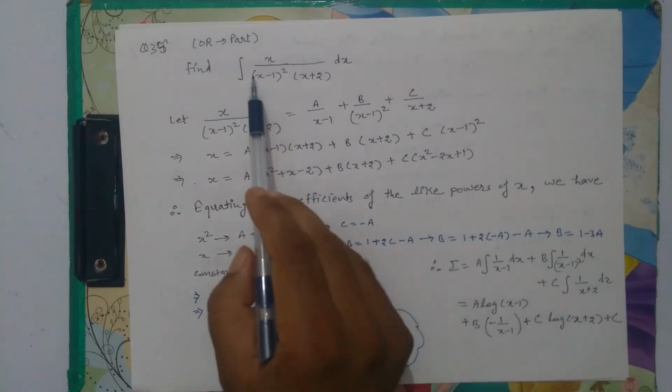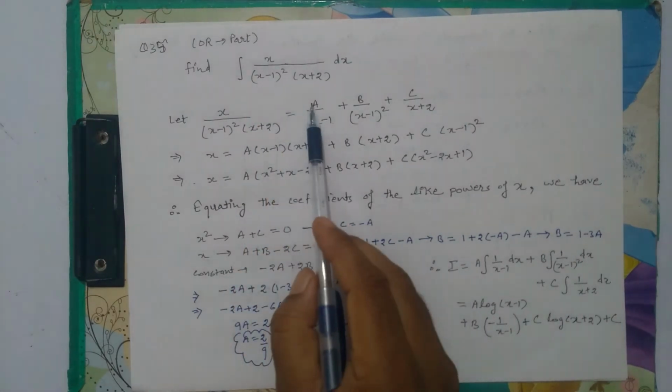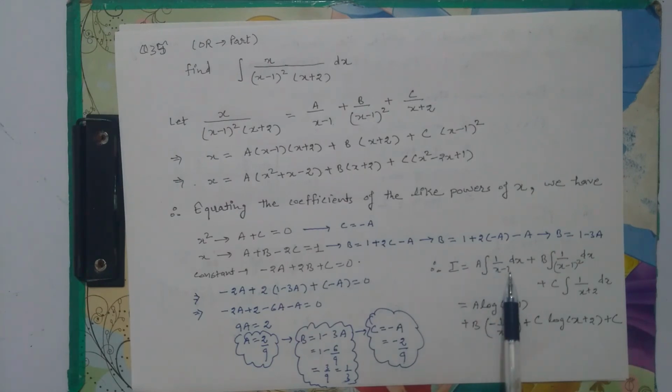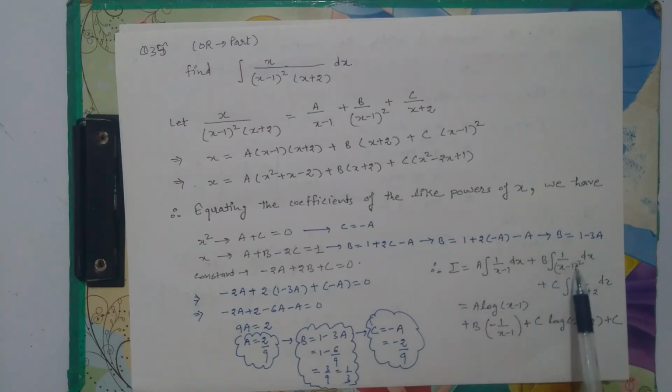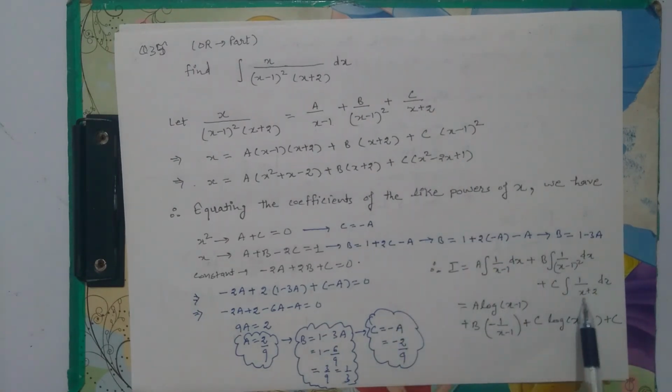So this way the given integrand becomes a into 1 upon x minus 1, its integration, plus b into 1 upon (x minus 1) whole square, plus c into 1 upon x plus 2. The integration of 1 upon x minus 1 is log of x minus 1. The integration of 1 upon (x minus 1) whole square is minus 1 upon x minus 1, and the last, 1 upon x plus 2, integration is log of x plus 2. So we can substitute the values of a, b, c from here. This is the required result.